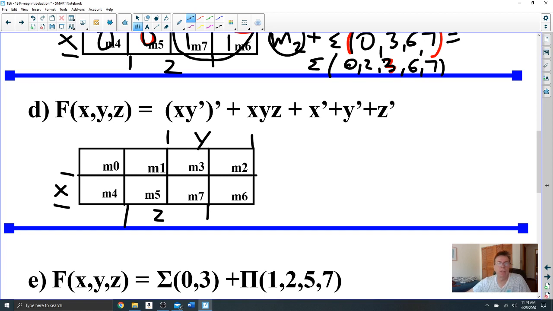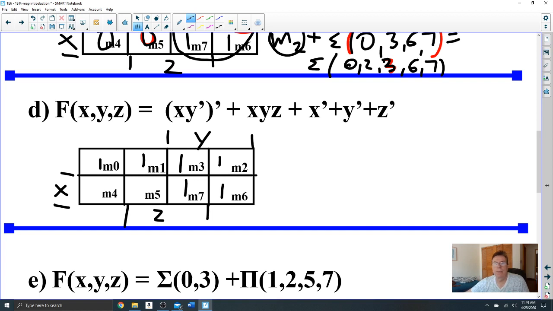So this term will be expressed on a map everywhere else, not xy prime. So if this is x prime, m4 and 5 is xy prime, this not xy prime will be all sigma. Now xyz will be right here, min term 7. You see, xyz. This is a single. Where is the single xyz? That's min term 7.